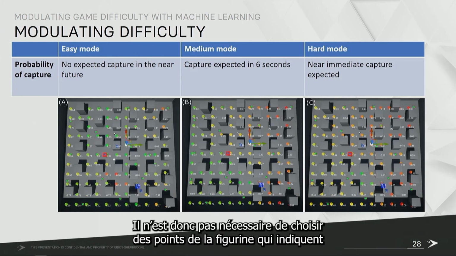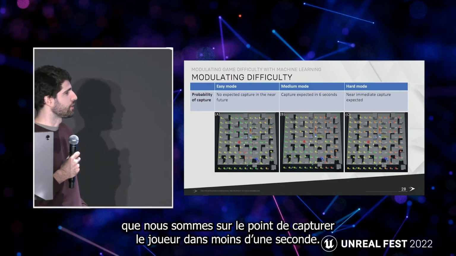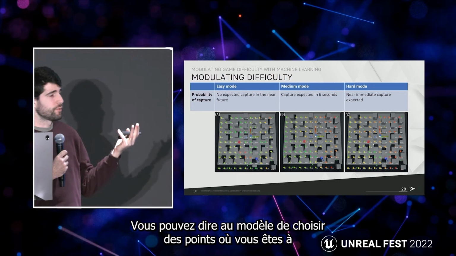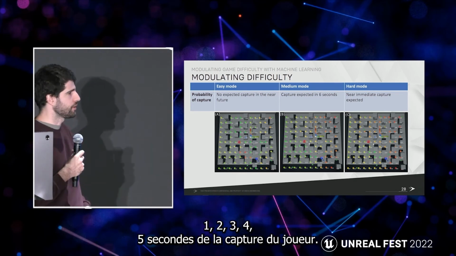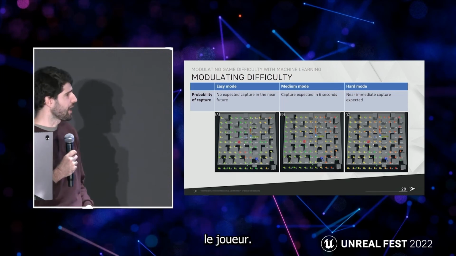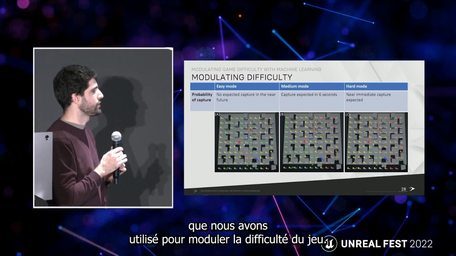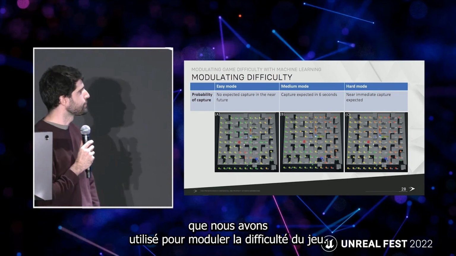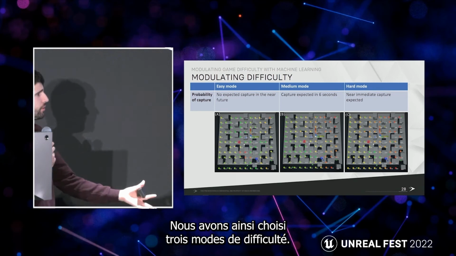So you don't need to choose points of the model that says we are about to capture the player in less than a second. You can tell the model to choose points where you are 1, 2, 3, 4, 5 seconds away from capturing the player. This is the fine-tuning lever that we used to modulate the game difficulty. So we've chosen in this fashion 3 difficulty modes.